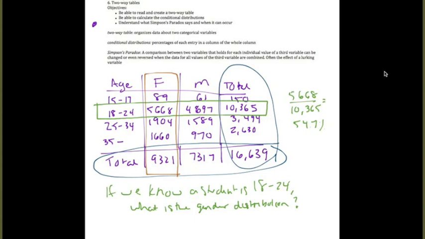And that's the conditional, because it's taking data entries from the inside of the chart and comparing them to the totals. On the marginal, we're only looking at totals compared to totals. Okay? And that is the end of our notes for today.